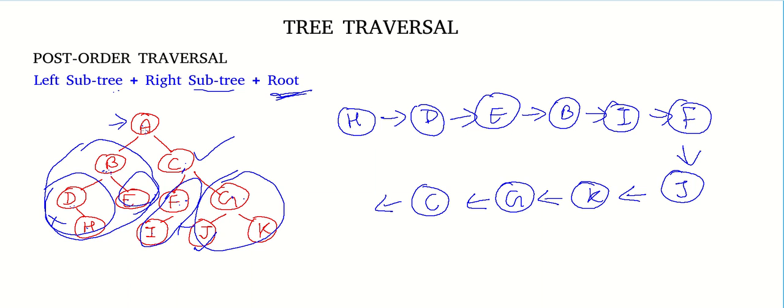So initially we were at A. The left subtree of A is done, the right subtree of A is done. Now finally we will visit A, that is the root node. So A is the final one to visit, and this is our final traversal of the nodes in this binary tree.